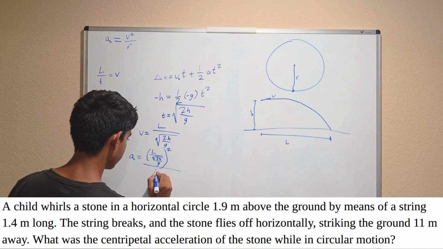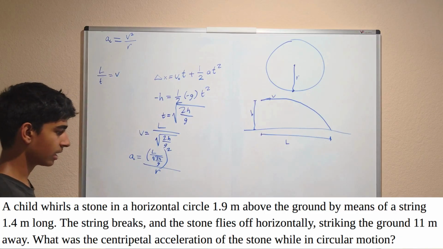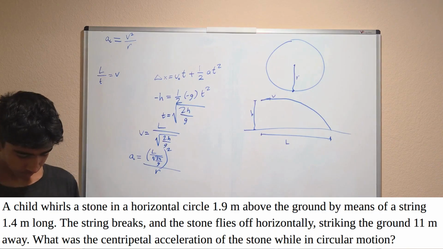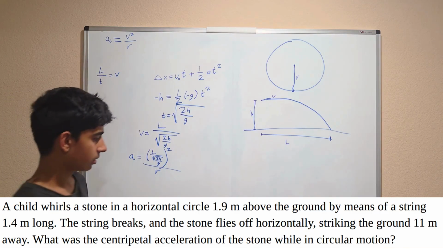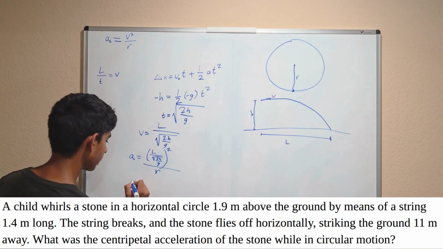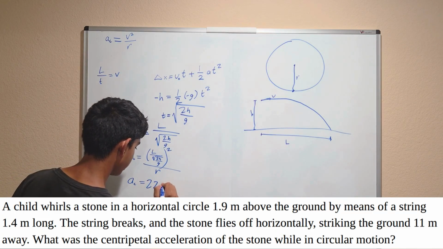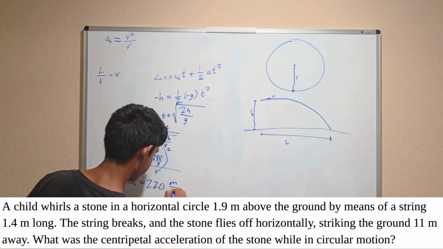divided by the radius. So now all we have to do is plug this into a calculator, and we get the centripetal acceleration is equal to 220 meters per second squared.